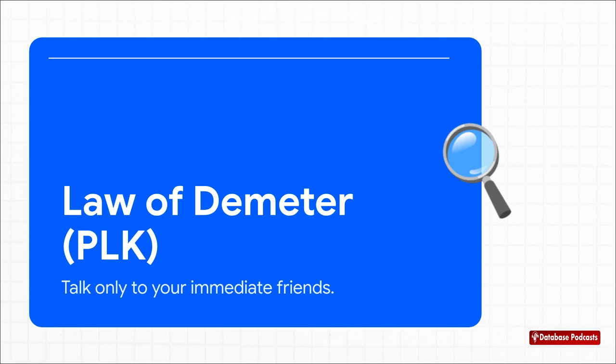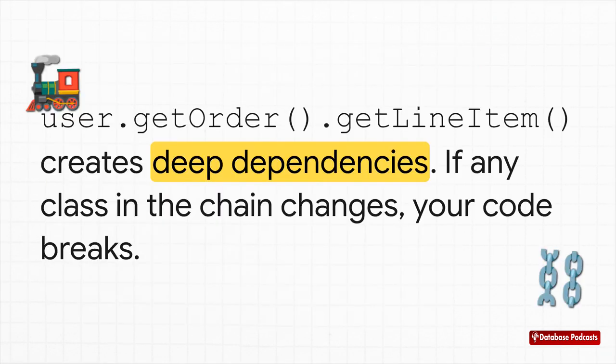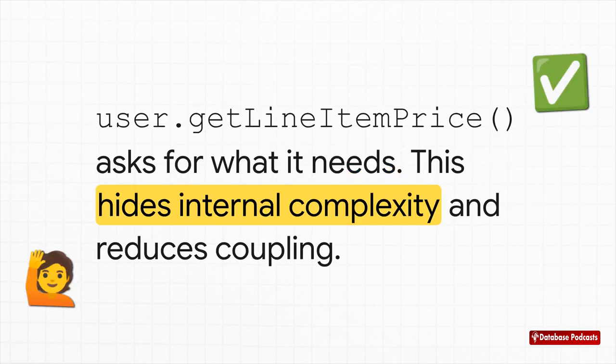In code terms, don't talk to strangers. See, this line of code is just nosy. It knows too much. It knows a user has an order, an order has line items, and a line item has a price. If any part of that chain ever changes in the future, poof, your code breaks. The much better way is to just ask the user object for the information you actually need. Let the user object worry about how it gets that information. This hides all that complexity and decouples your code. Now, if the internal structure changes later, you only have to update the user class, not every single place that needs to know a price.